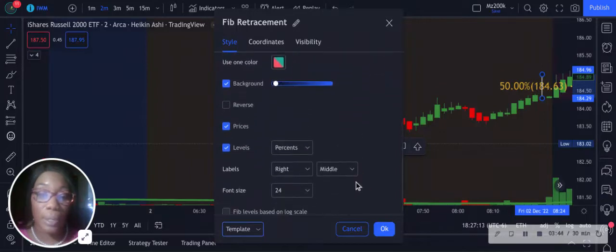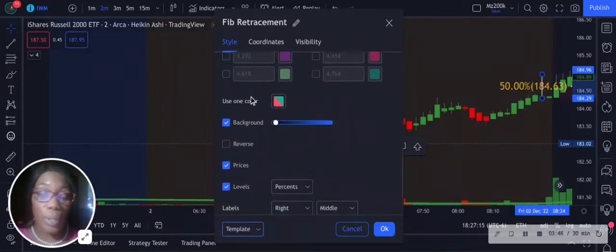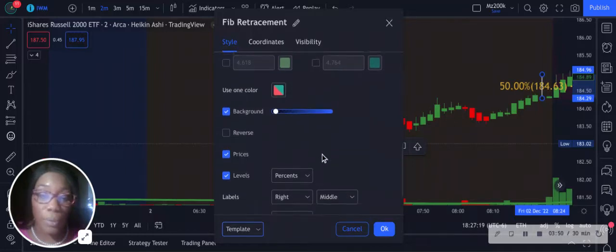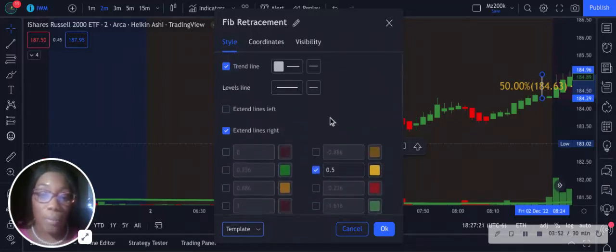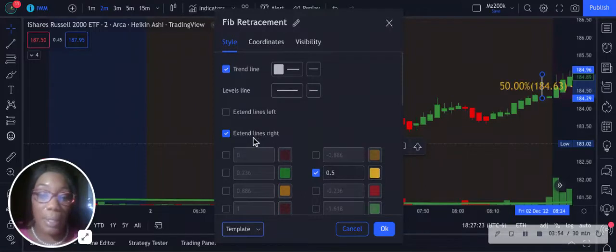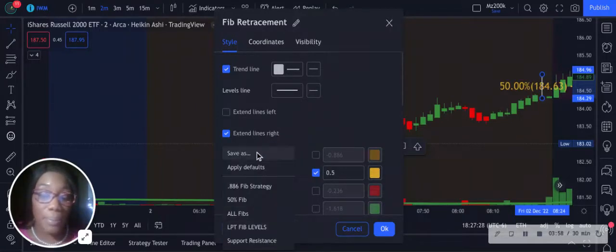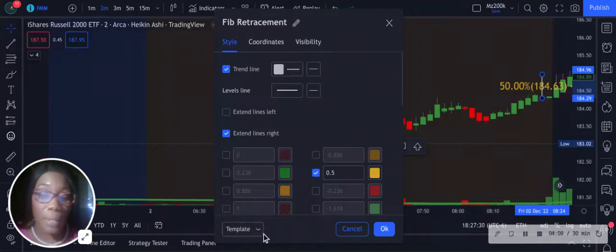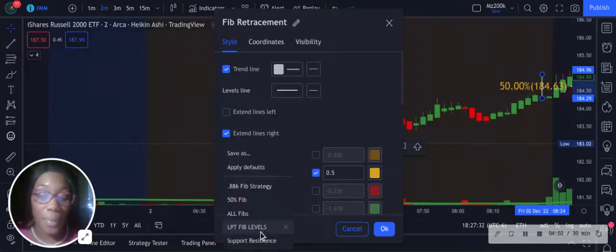Uncheck everything else. If you do not want to see the background color, which is not an issue, because it's going to be one level, so it won't even show a color. So just uncheck everything but the 50%, extend lines right, and I save mine as a template. So I clicked here, I hit save as, and then I save that Fib level or Fib strategy that I use as 50% Fib.